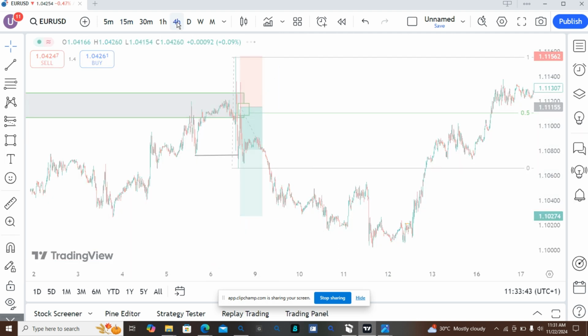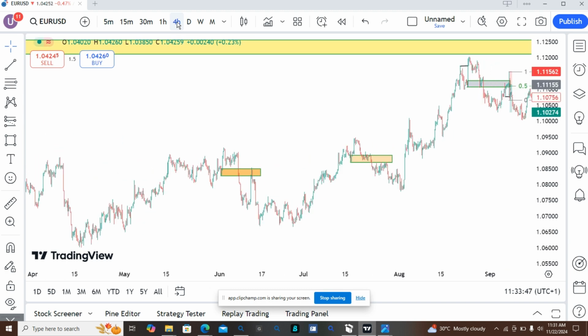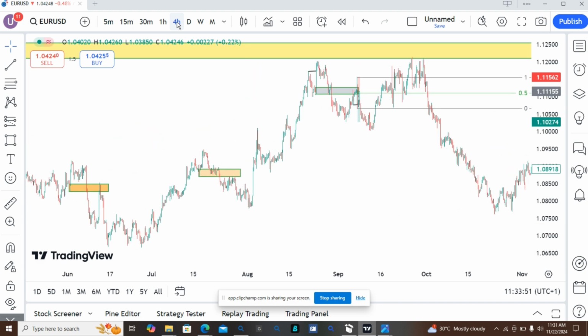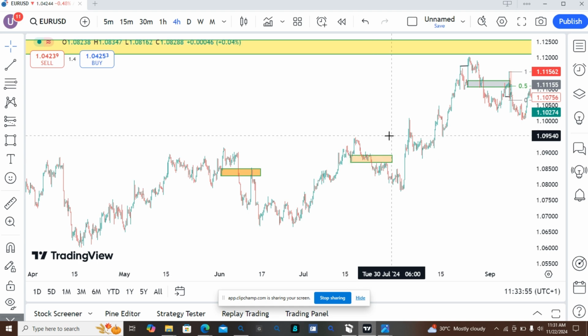Let's go back to 4 hour time frame. You see all these zones that I marked. The thing played out here very well, and here as well.